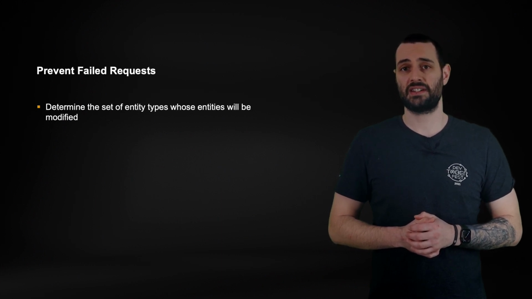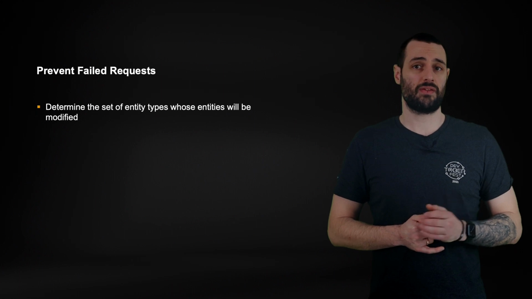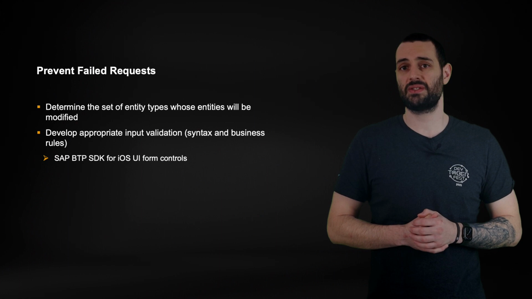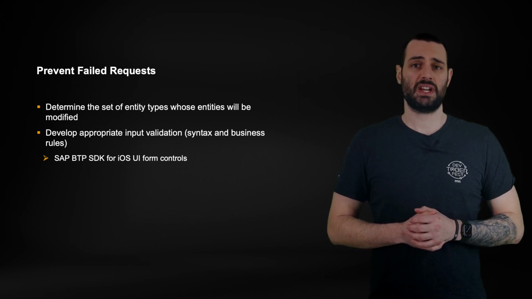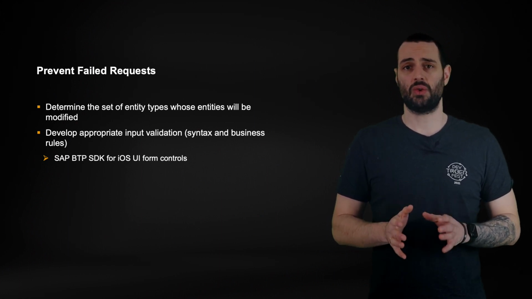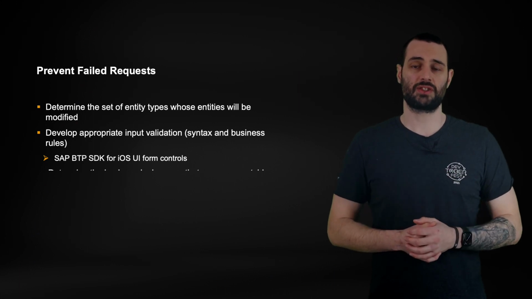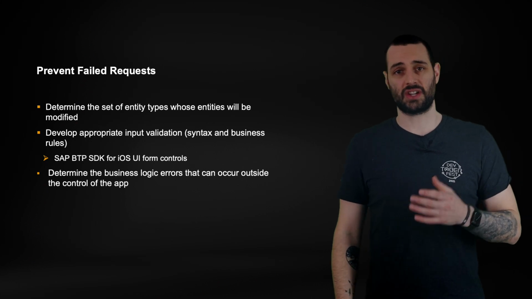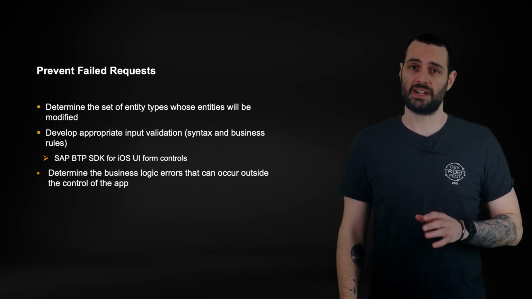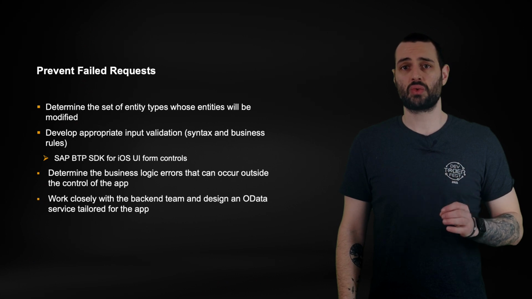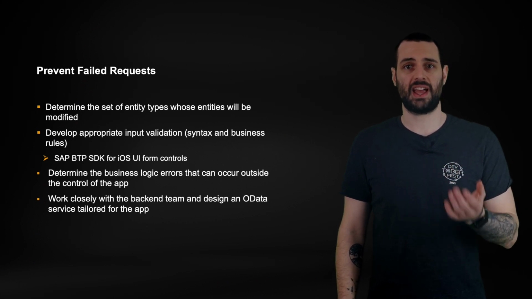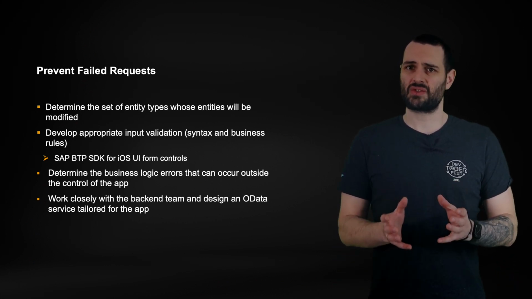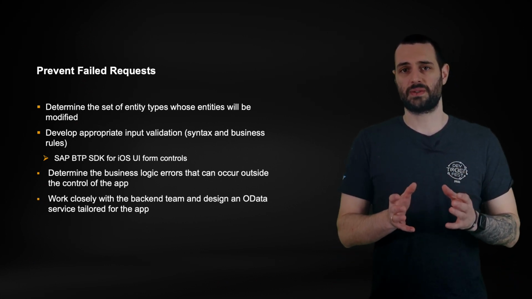Determine the set of entity types whose entities will be modified and implement appropriate input validation for those to secure syntax and business rules. The SAP BTP SDK for iOS provides UI controls which have input validation built in, so make sure to utilize them. Always think about potential business logic errors outside of the app's control and minimize these. That is why you should make sure that the app development teams and the backend teams work closely together and optimally define an OData service suited for the app's needs and purpose.